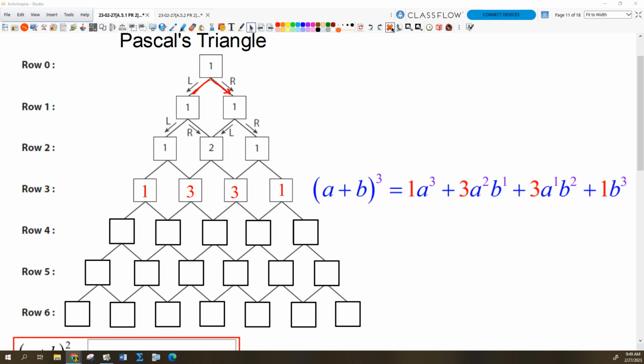Now let's see what this means. What does this thing mean here? Well, we'll keep going with the triangle in a second, but let's just pause and look at what an individual row means.